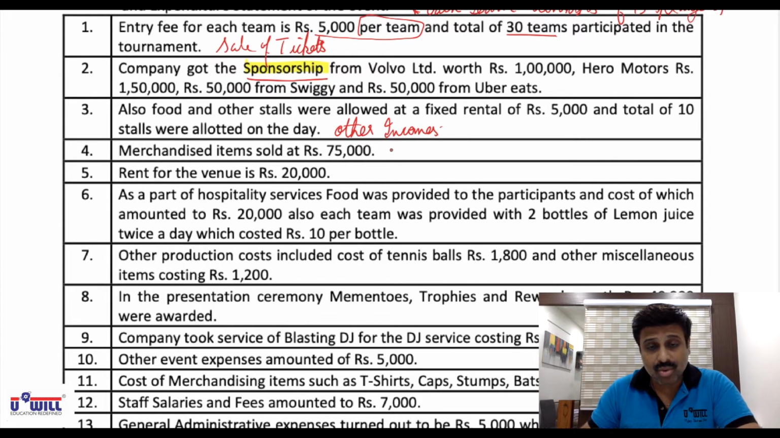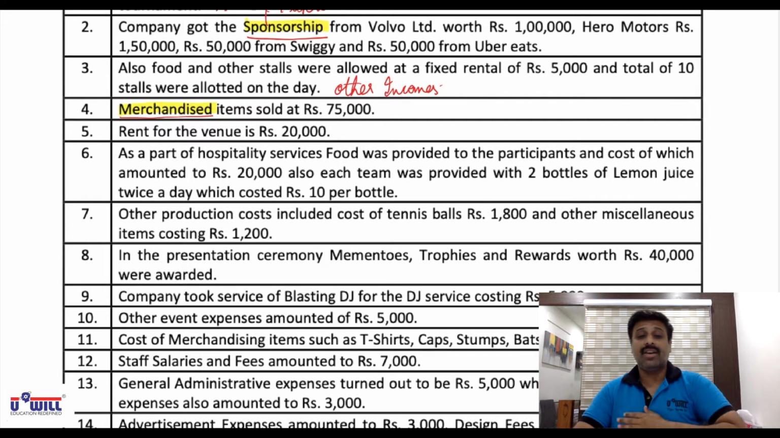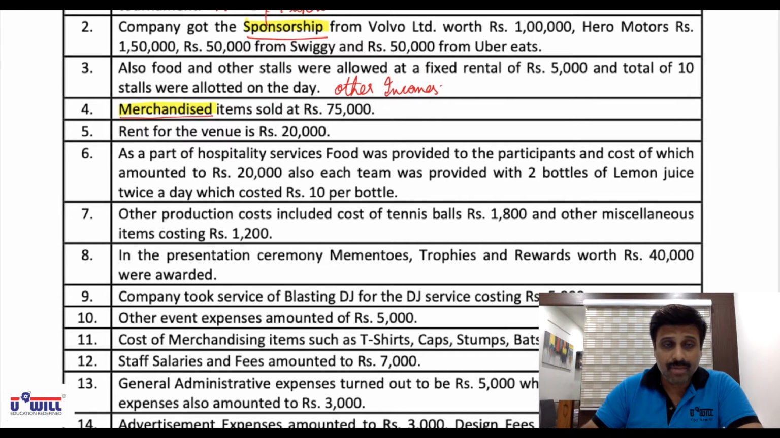Merchandise items sold. So that will come in merchandise, which is already given. Okay, so that will come in merchandise, 75,000. Rent of the venue is 20,000. So now this will come in event costs. We discussed the shortcut for event costs. Event costs important here. So E stands for event evaluation or bidding. V stands for venue. So here this venue is directly mentioned.